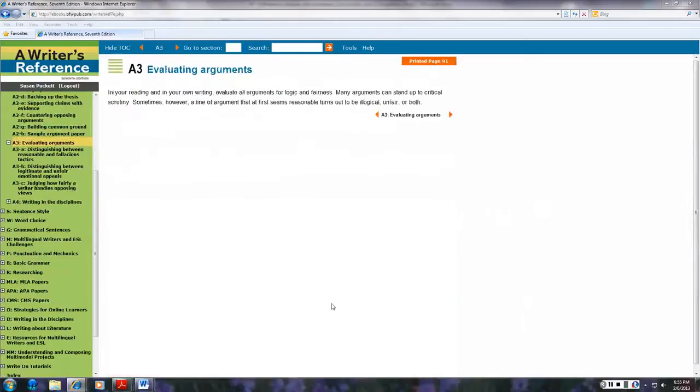In Section A3, the Hacker and Summers text asks us to evaluate arguments. Notice that the first section is distinguishing between reasonable and fallacious tactics. Remember, we discussed logical fallacies. And then it talks about distinguishing between legitimate and unfair emotional appeals. Those are not fallacious tactics, but they may be unfair. So let's look briefly at those.